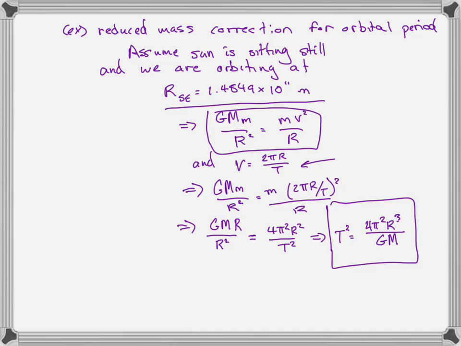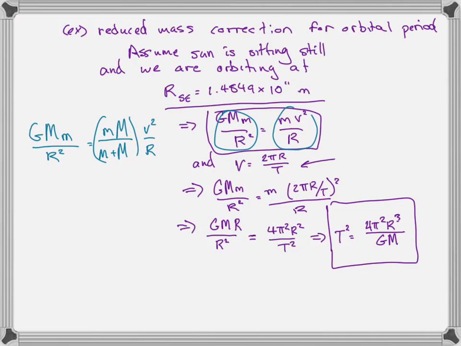But the sun's not sitting still. So what we really need to do, the correction, would be to say that G, mass sun, mass Earth, over r squared, is equal to the reduced mass of the pair, mass Earth times mass sun over mass Earth plus mass sun, times v squared over r. That is the correction. This is the force between the two, but this is the acceleration of one of them, so you have to do that correction. The mass is corrected by the reduced mass. And so now this is going to give us a different orbital period.